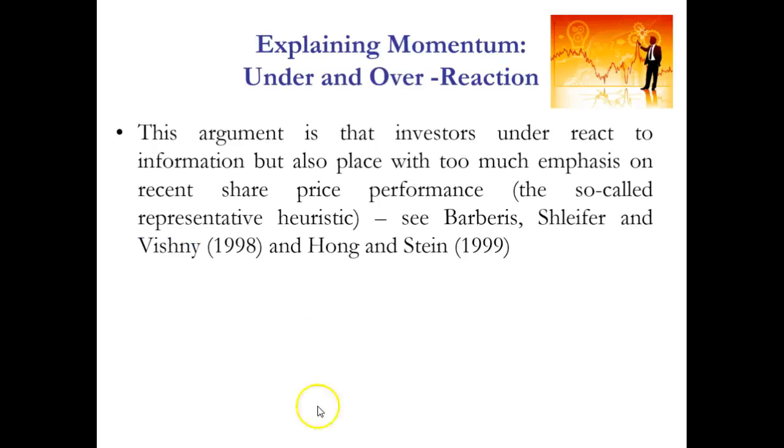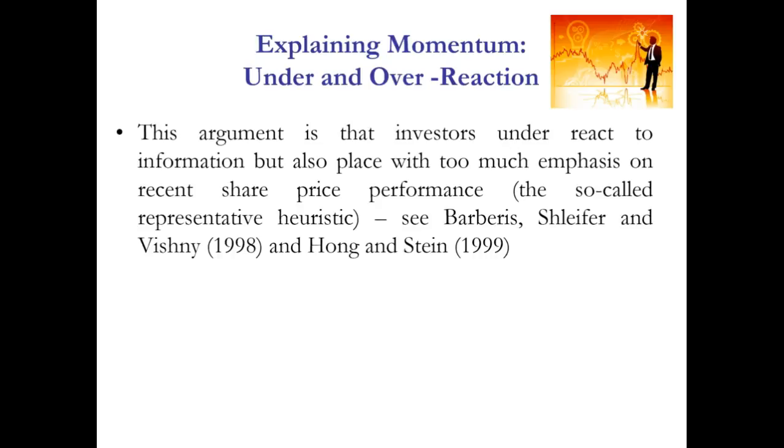Coupled with this idea of underreaction is the view that investors also tend to place too much emphasis on recent price performance. So investors underreact to information or to news, but actually tend to overreact to prices. This is known as the representative heuristic. And if investors then overreact to prices, what we might see is that we've got this initial underreaction. So new news comes out, let's say it's positive news, a positive earnings announcement. The market is slow to react to that news, so there is a gradual price drift up to fundamental value.